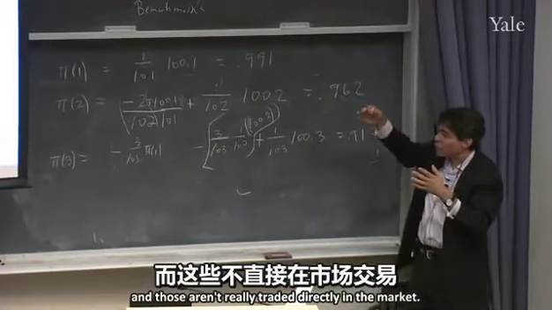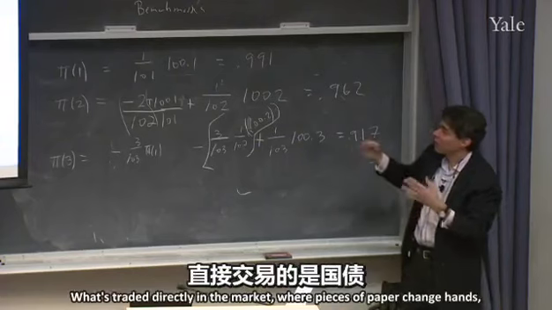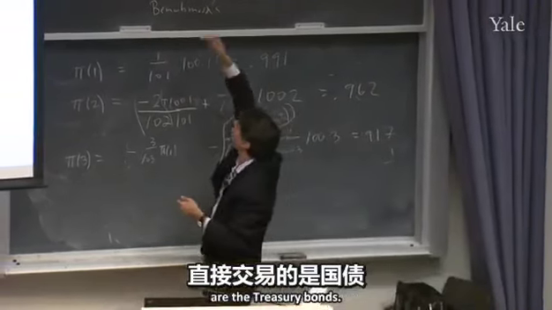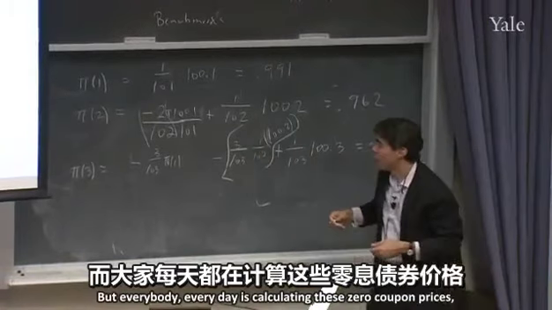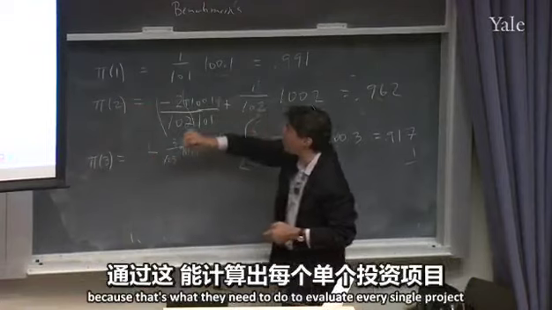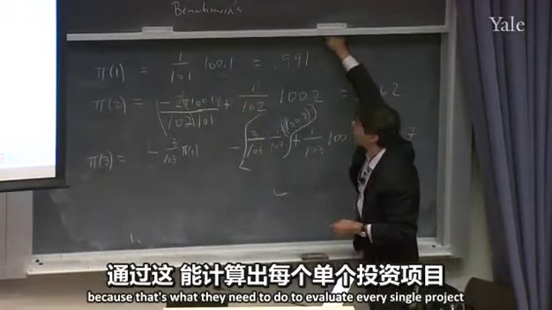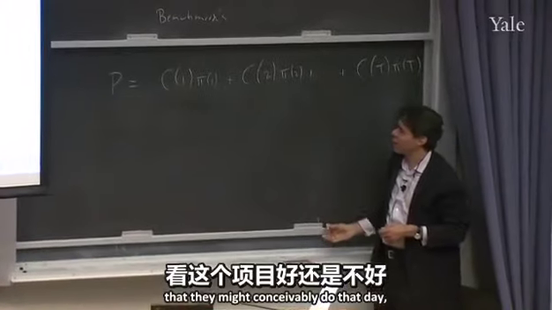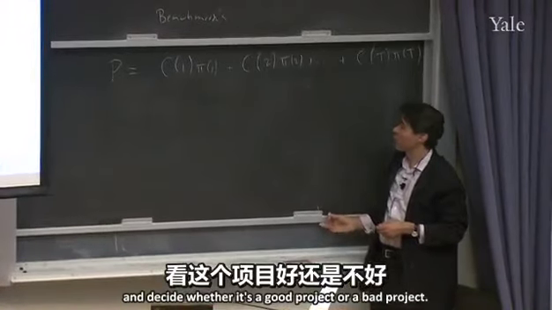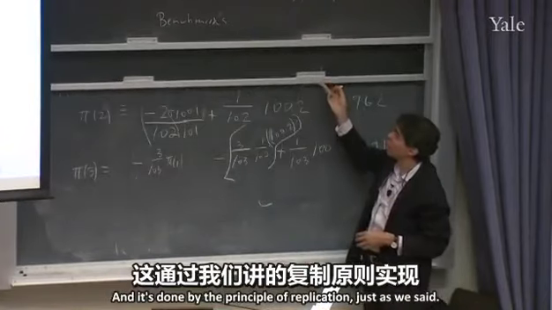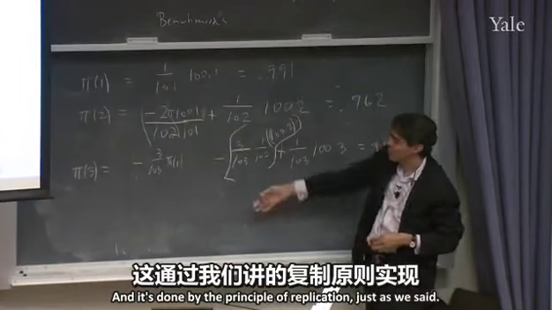And those aren't really traded directly in the market. What's traded directly in the market, where, you know, pieces of paper change hands, are the treasury bonds. But everybody every day is calculating these zero coupon prices because that's what they need to do to evaluate every single project that they might conceivably do that day and decide whether it's a good project or a bad project. Is it worth the price or not worth the price? Okay, and it's done by the principle of replication, just as we said.